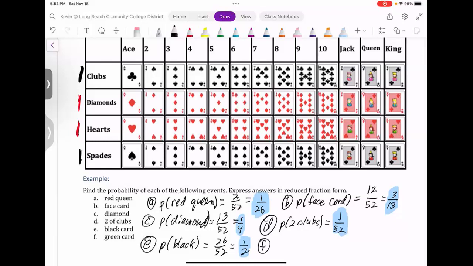Part F, my wife is from another country and she actually has a green card, so she thought it was cute to put this in. And in a standard deck of cards, there are no green cards.